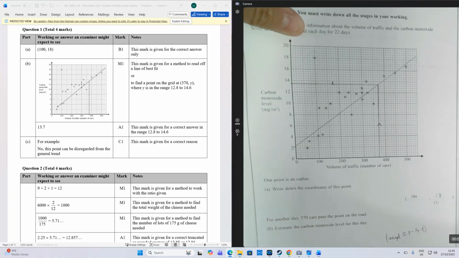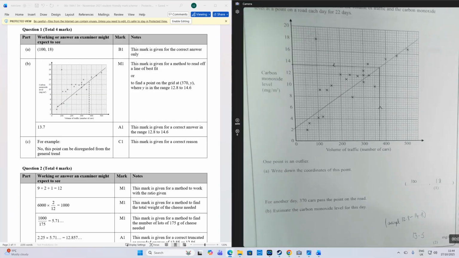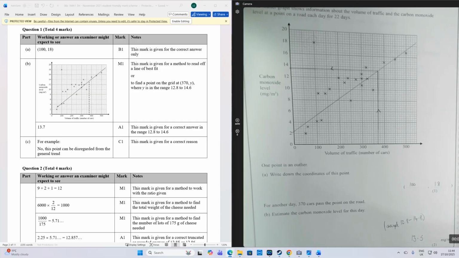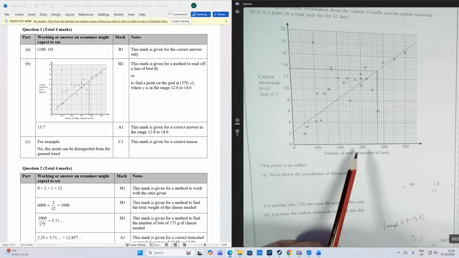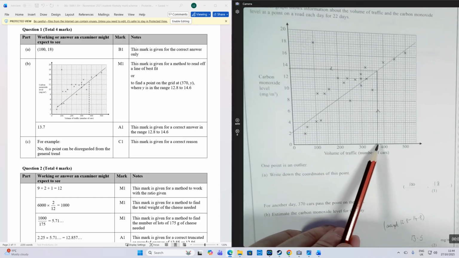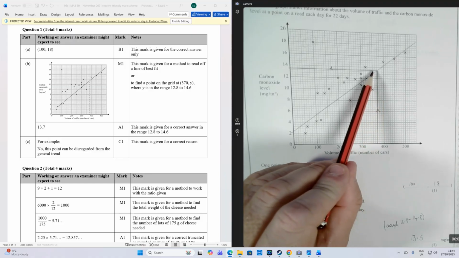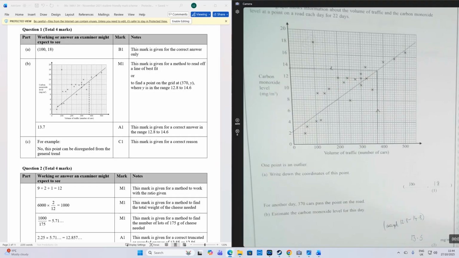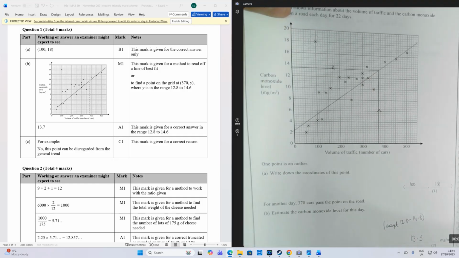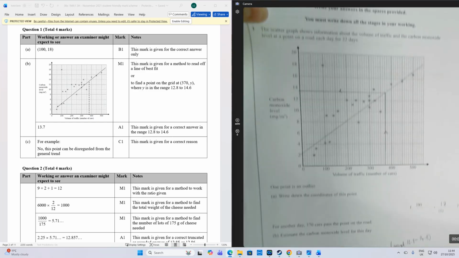For another day, 370 cars passed the point on the road. Estimate the carbon dioxide level for this day. So we just need to read the scale, go across to 370, go up, go along, and read off that value there. I've got it as 13.5, but they've said they'll accept answers in the range 12.8 to 14.8.